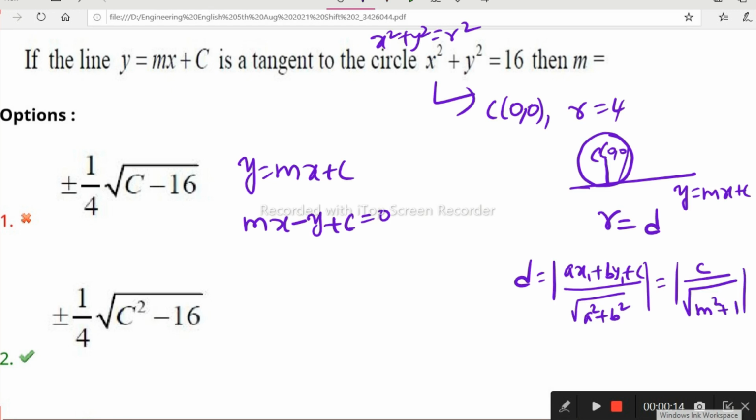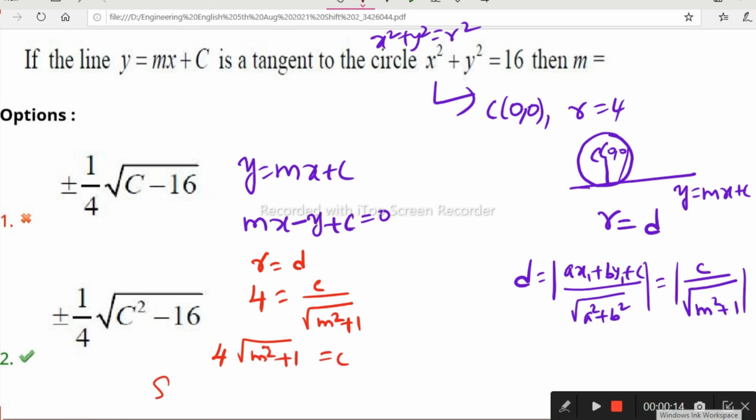You know d, the distance, and the radius r. What is the condition? r equals d. From that we can get m in terms of c. Let us see how. Now we take the condition r equals d. r we got as 4, and d we got as c by root over m square plus 1. Taking cross multiplication, 4 into root over m square plus 1 equals c.